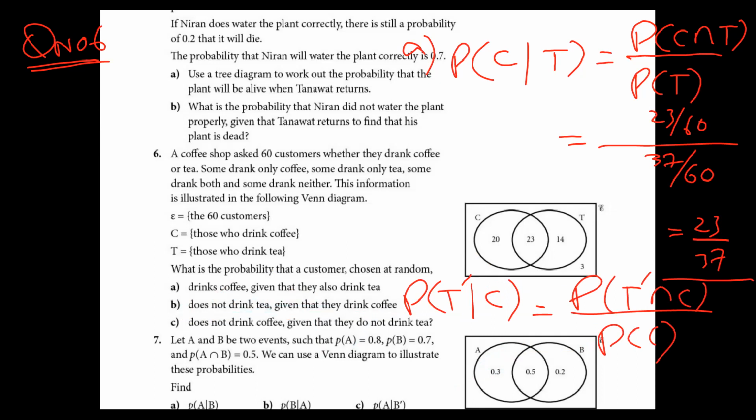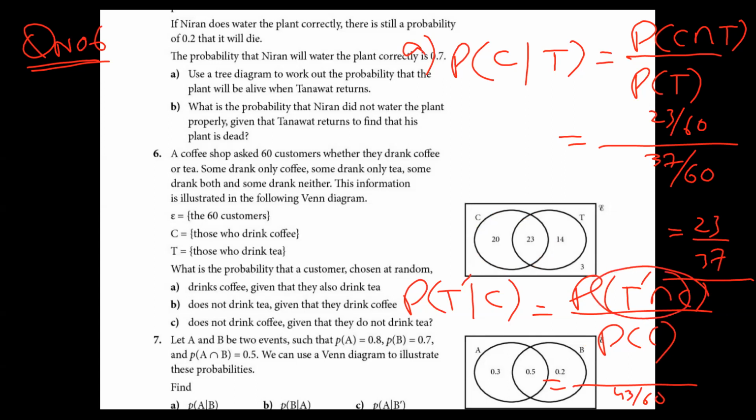Okay, let's start. First of all, the denominator part is so simple. Why, sir? The probability of C. C means coffee, so both together is called coffee. So let me write here: coffee is 43 by 60, because coffee means add them both. Okay, but now what does this mean?